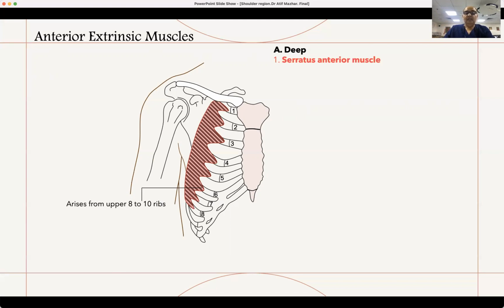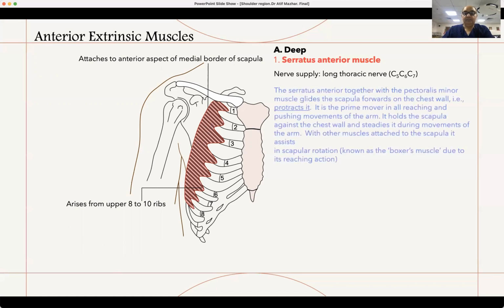So now what you can see, it arises from upper 8 or 10 ribs. So this is a figure. You may find different numbers in different books. So don't be confused with that. Everything is fine. And then it is attached to the anterior aspect, medial border of the scapulae. And this is very important. Long thoracic nerve, a very important nerve which controls this muscle. And if this nerve is damaged or there's a problem with this muscle, we encounter a very common clinical situation. What's that? We'll be looking shortly.